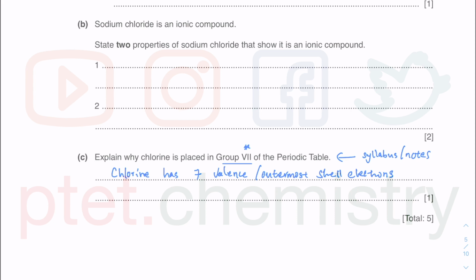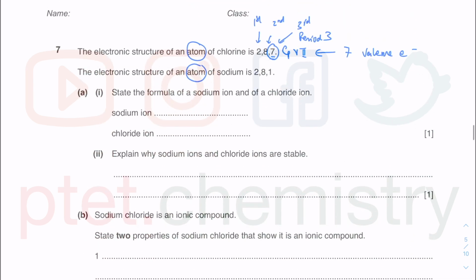However, you cannot put down just because it's a non-metal. Not that chlorine is a non-metal. Because if you say that is true, then every single non-metal I can also put in group 7 and that will be true. But that is not true for every single non-metal. There are some other non-metals that are put in group 6, and some in group 5, because it depends on the number of outermost or valence shell electrons. So group 7 because there are 7 valence electrons. End of the story.